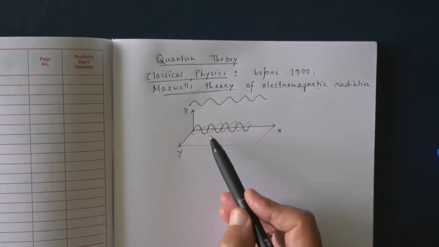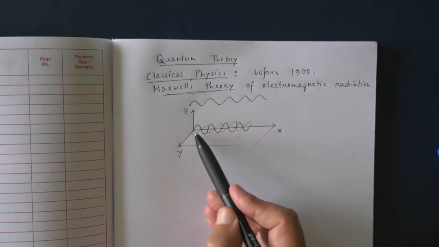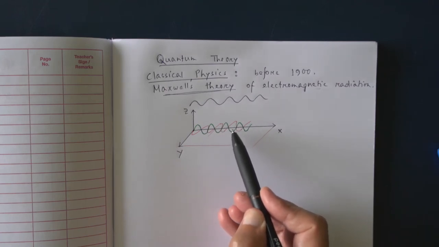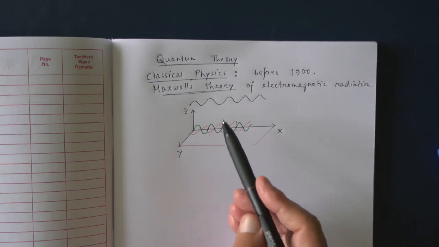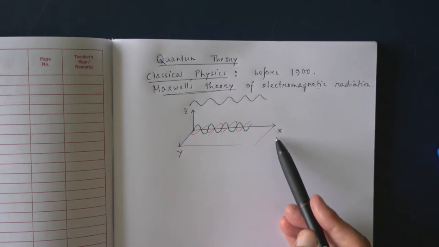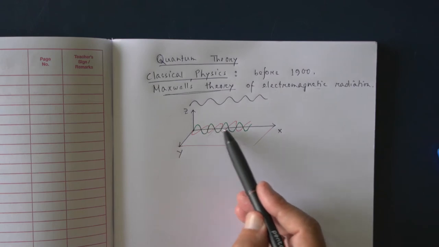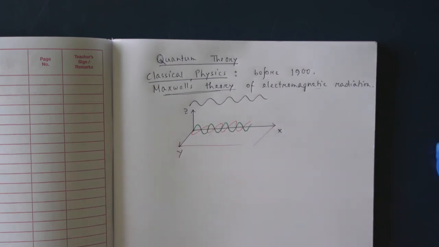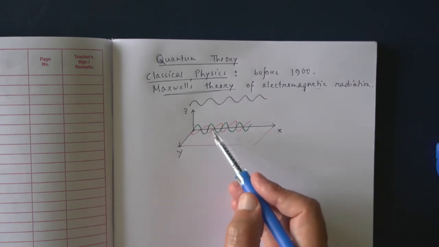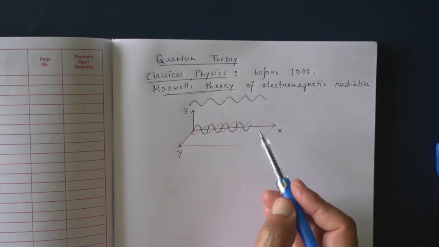So there are two components. One, the green one, is say the electric field component, and the red one is say the magnetic field component. And these two components are present in two mutually perpendicular planes. One in the zx plane, the other in the xy plane. So since light is going this way, it has two components, electric component and magnetic component. Therefore, it is called an electromagnetic wave. Light is an electromagnetic wave.